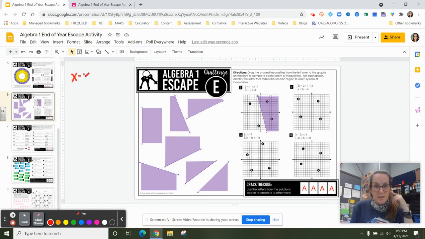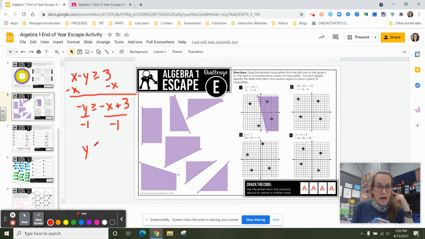So I have x minus y is greater than or equal to 3. I'm going to subtract x from both sides of my equal sign. So I have negative y is greater than or equal to negative x plus 3. I'm going to divide both sides by negative 1. So y is less than or equal to, because when you multiply and divide an inequality by a negative, you have to flip the inequality symbol, x minus 3.